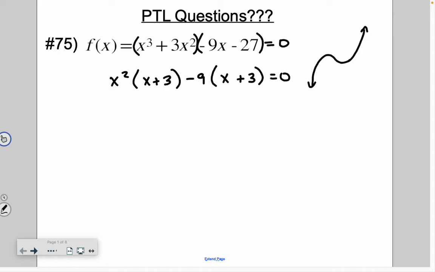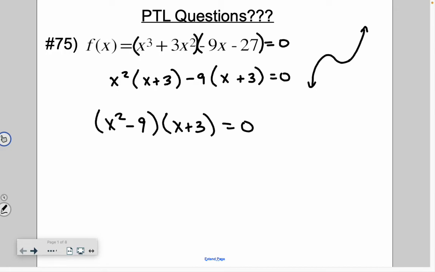So when we factor by grouping, now we have 2 factors that we can write down. Factor number 1 is the stuff we took out, x squared minus 9. That's one of your factors. The other factor is the stuff that was in parentheses, the x plus 3. Now you took your cubic function and it's factored by grouping. Now we can finish this off and solve from here.